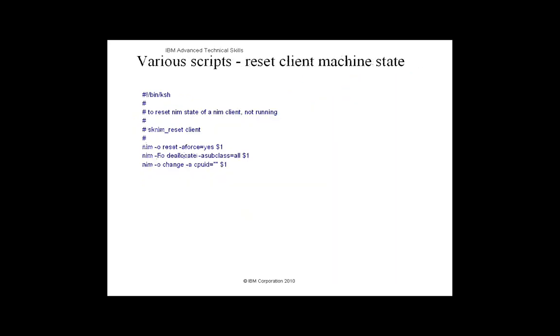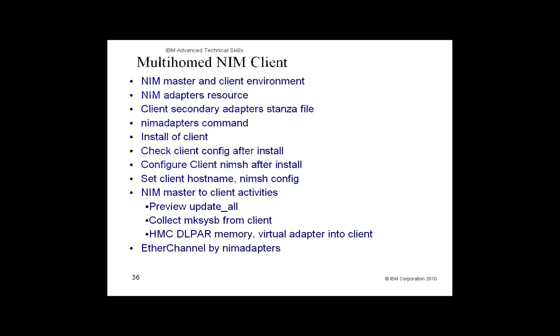This short script here is resetting the client machine state. I put these three commands into one script on my master. If I enable a client and have to use a different LPP source or a different script, then I need to reset the client with these three and then re-enable him with new resources. I'll do that. Getting short here on time, I know.